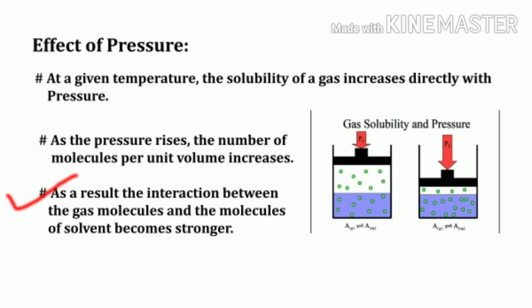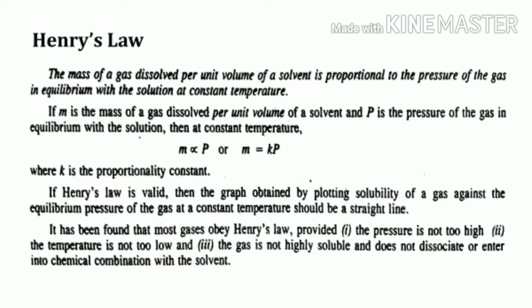and hence the solubility of the gas in the liquid increases. The effect of pressure on the solubility of a gas in a liquid can be best explained with the help of Henry's law. This law states that the mass of a gas dissolved per unit volume of a solvent is proportional to the pressure of the gas in equilibrium with the solution at constant temperature.